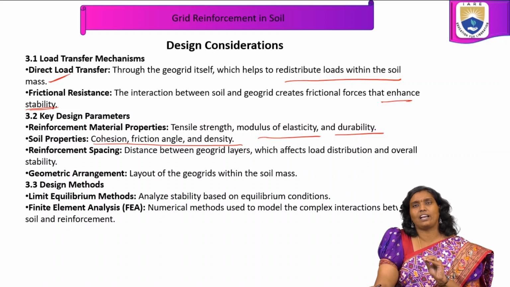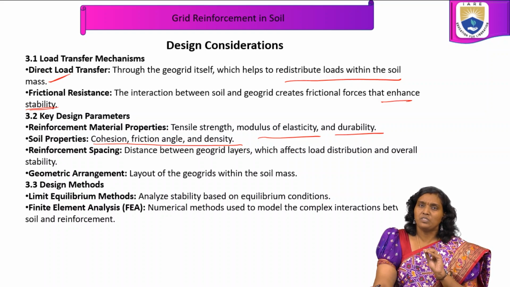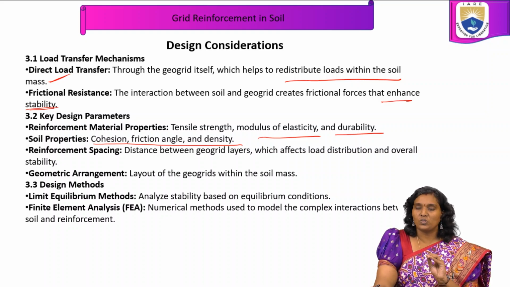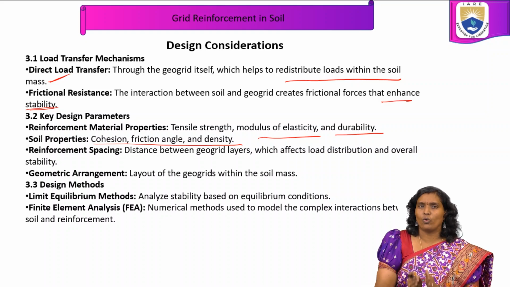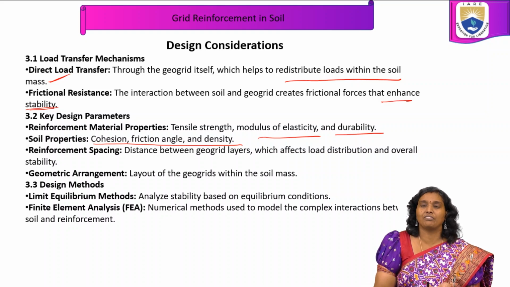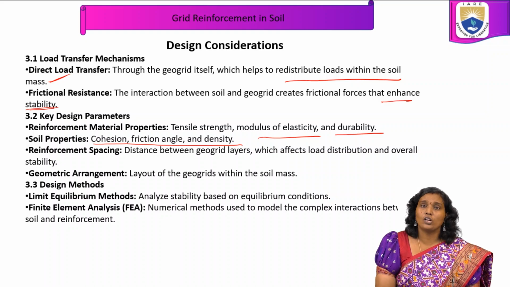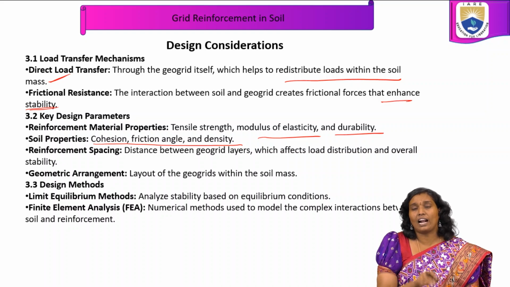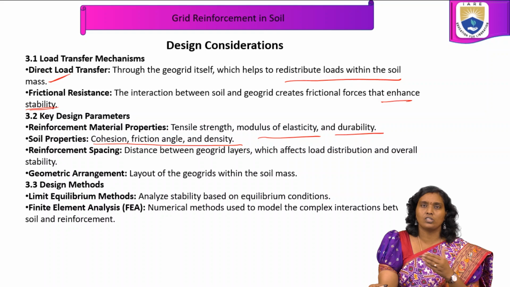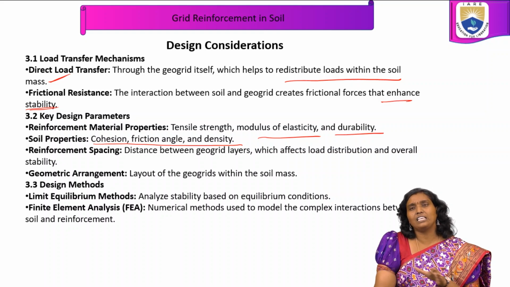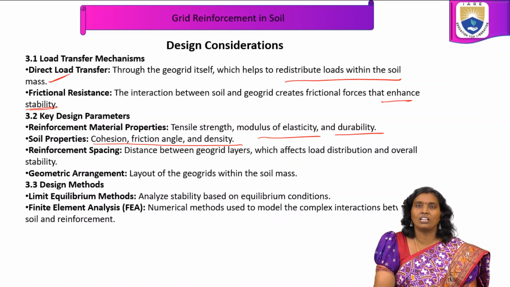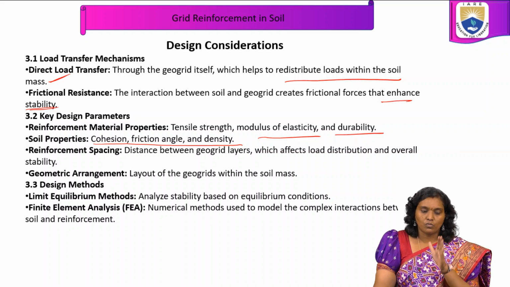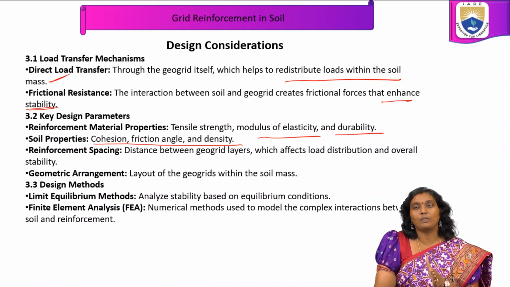In soil properties, cohesion, friction angle and density are the important parameters for grid reinforcement design considerations. We have to understand these by conducting some simple tests using laboratory or in-situ test equipment, to understand the cohesiveness of the soil, the friction angle and density. Once we understand all these properties, the load transfer and the frictional resistance mechanisms, we move on to the reinforcement spacing.